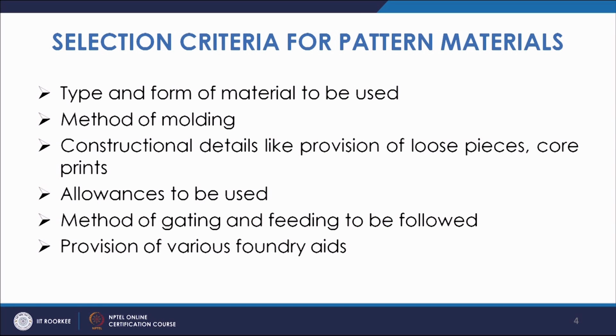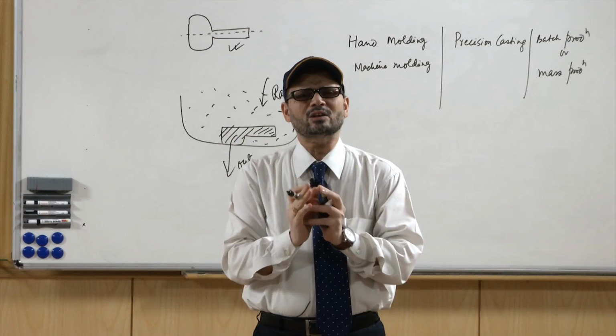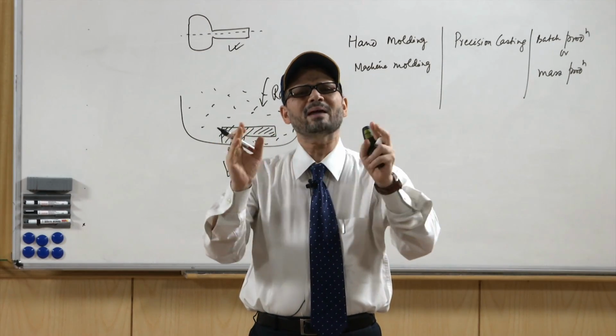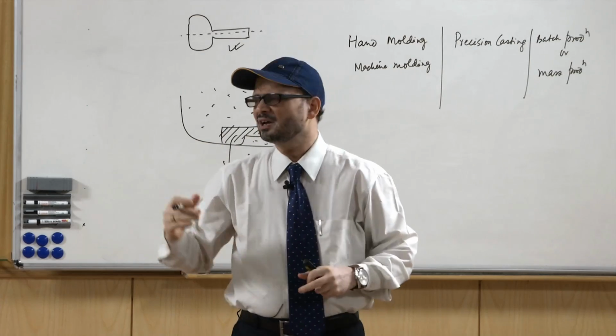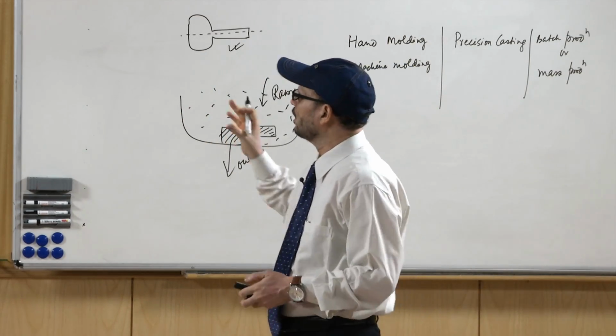Construction details like provision of loose pieces, core prints. So, when you make the pattern, and if in the molding you feel that molding cannot be possible without the provision of loose pieces, in certain cases you cannot make the pattern in such a way that the whole cavity is formed. So, sometimes you have to provide the loose pieces. This we will discuss when we talk about the type of pattern.